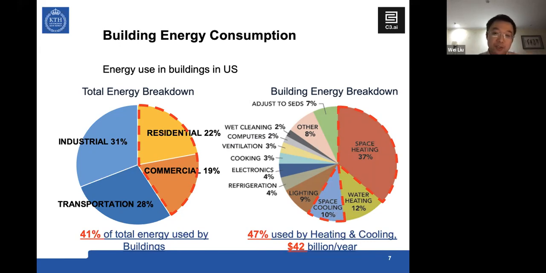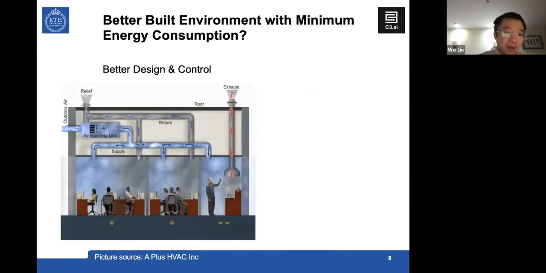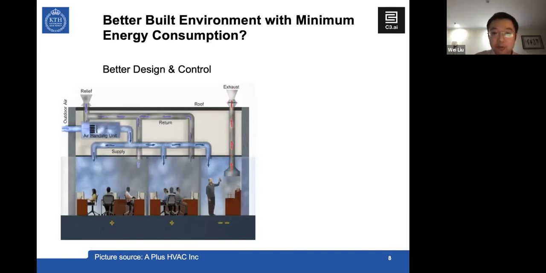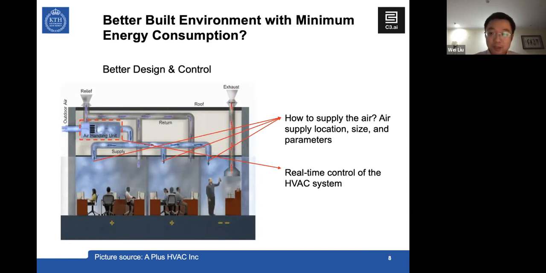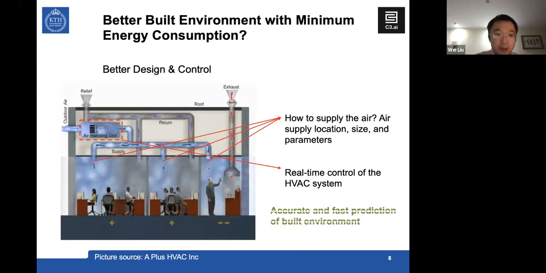The percentage of building energy consumption in Europe is quite similar. So it is very critical for us to create a better or desired built environment with the minimum energy consumption. My approach to this objective is better design and control. The better design is addressed by investigating how to supply the air indoors, such as the air supply location, size, and parameters. And the control is addressed by real-time control of the HVAC system, which involves the interaction between the control algorithm and the fast evaluation of the ventilation performance. So all this needs accurate and also fast prediction of the built environment.